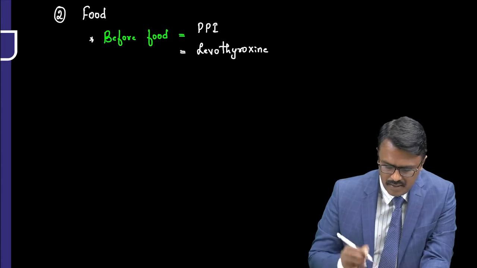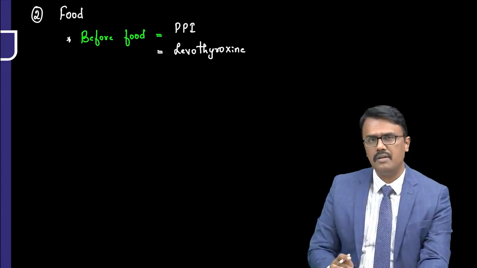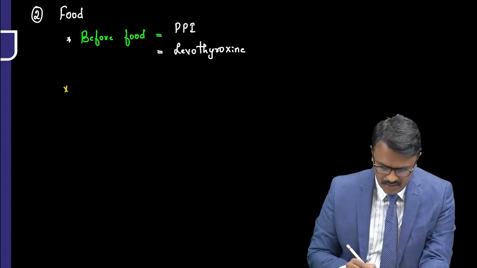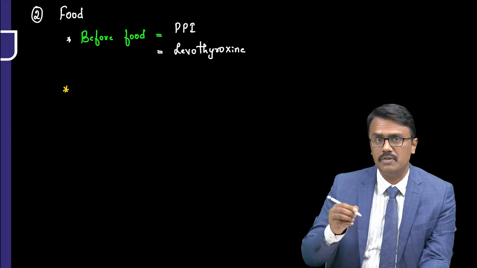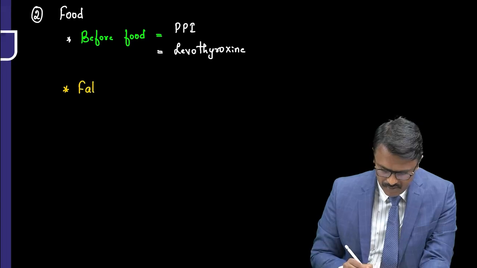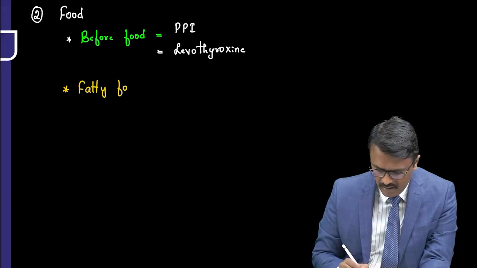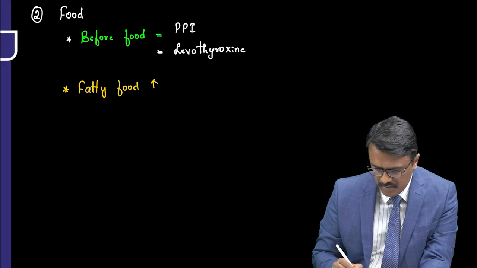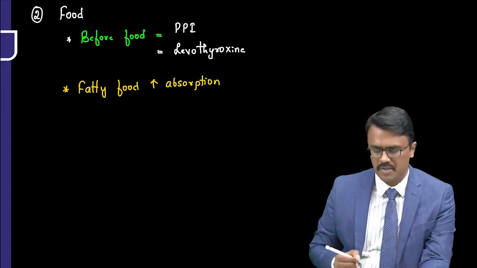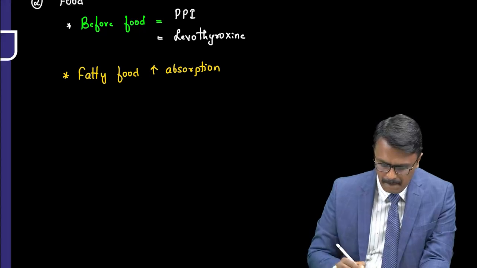Okay, sir. The reason is food may interfere with their absorption, so they are usually given before food. Now, certain drugs, if you give them with food, the absorption increases. So fatty food increases absorption of certain drugs. What are the examples for this?